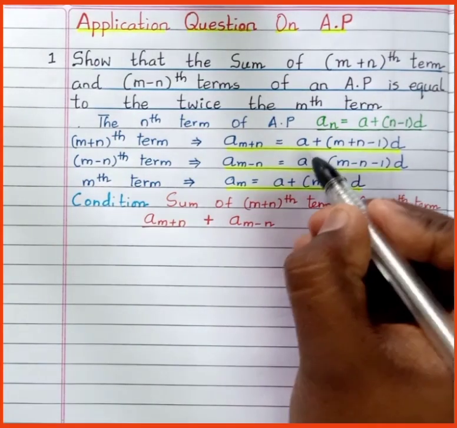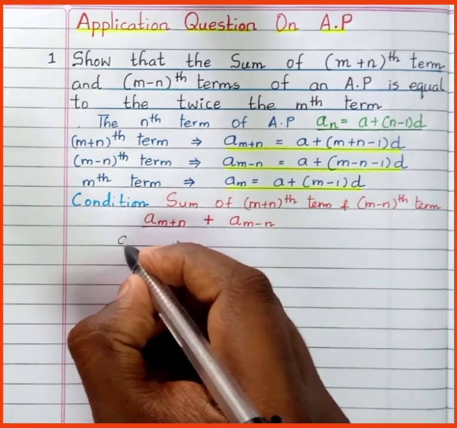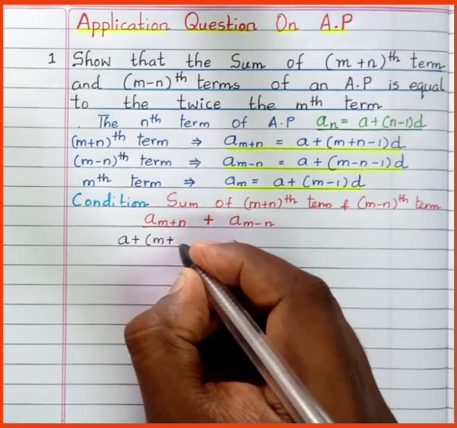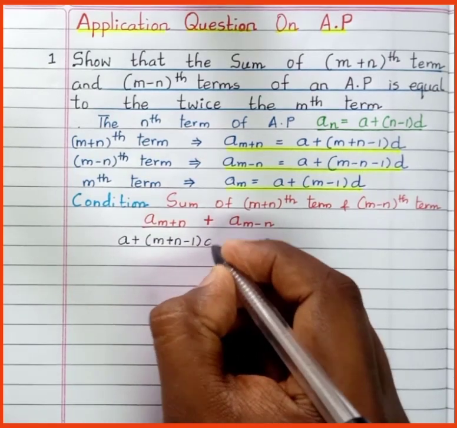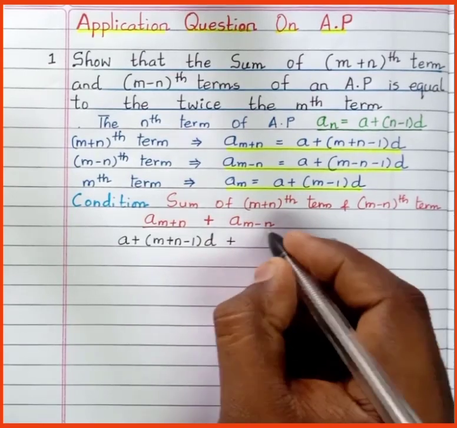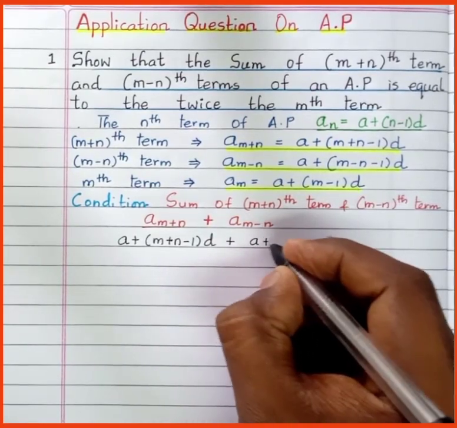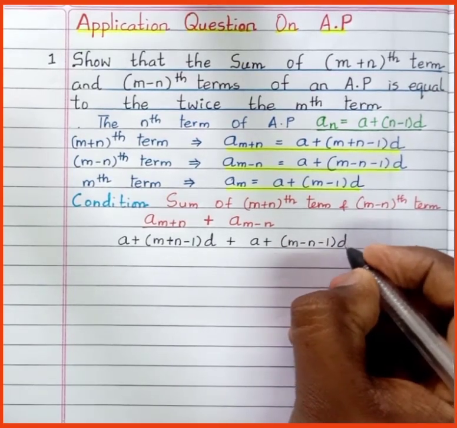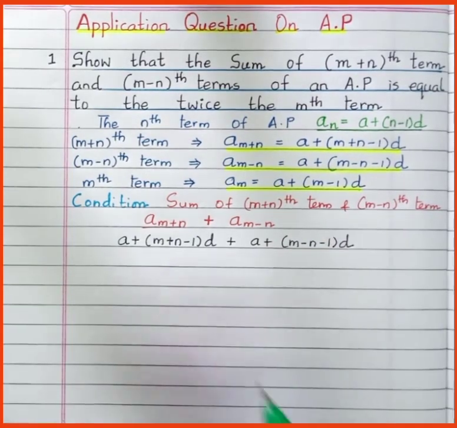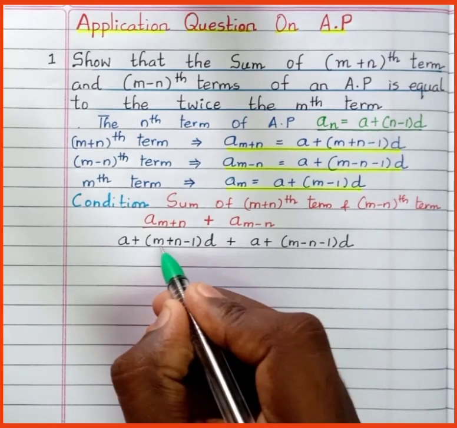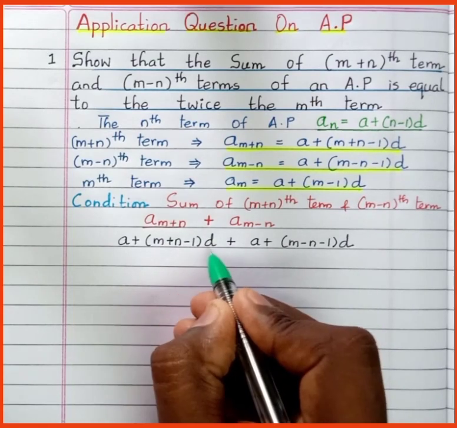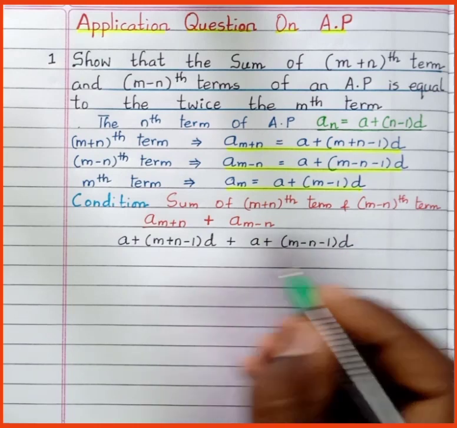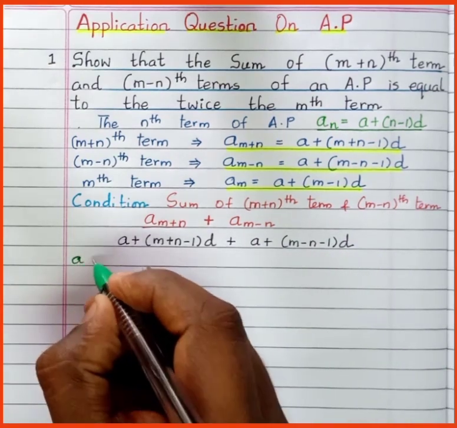That is, what is the m plus nth term? That is, a plus m plus n minus 1 times d plus, in the same way, a plus m minus n minus 1 times d. Now, the next step is multiply d with m plus n minus 1. In the same way, multiply d with m minus n minus 1.